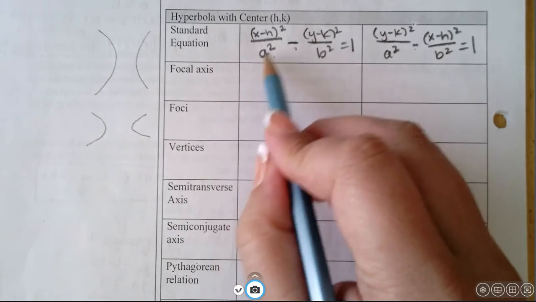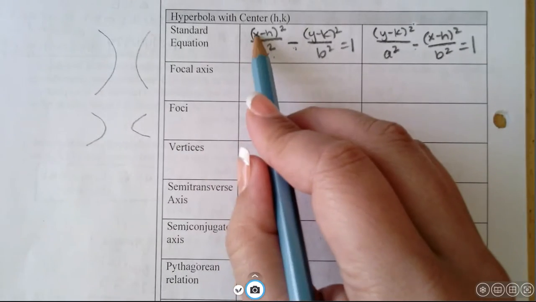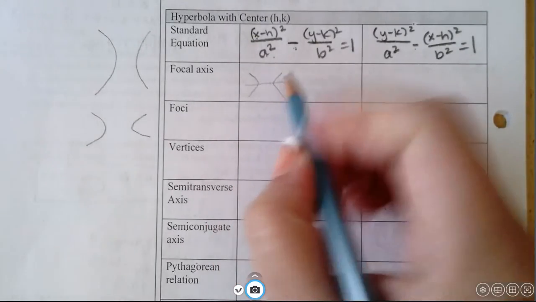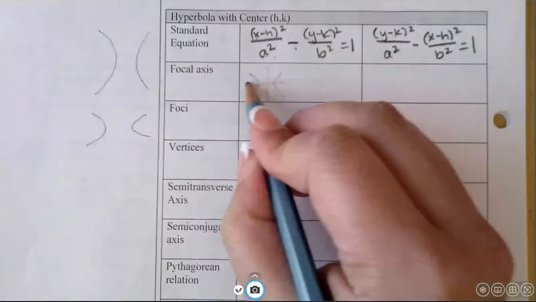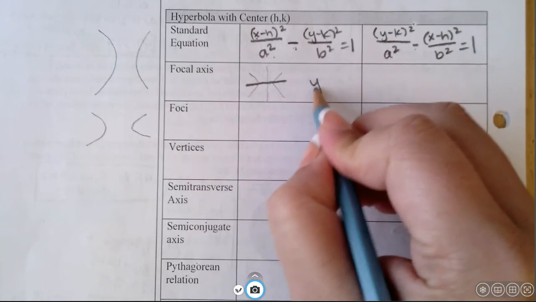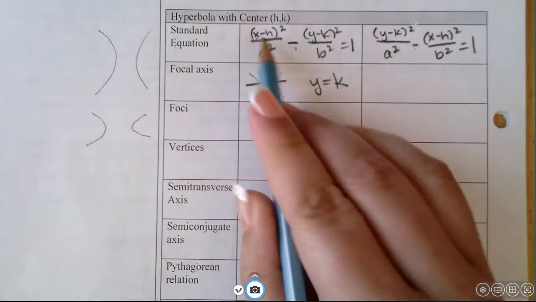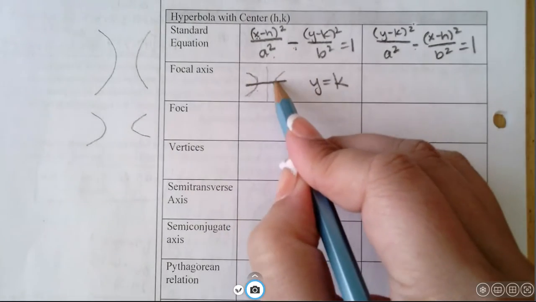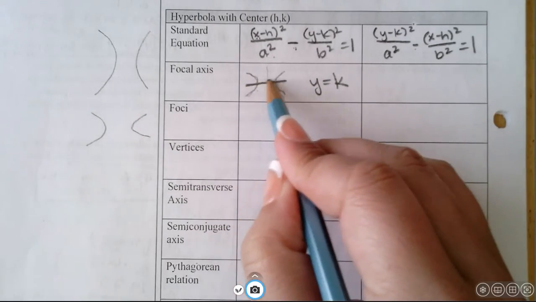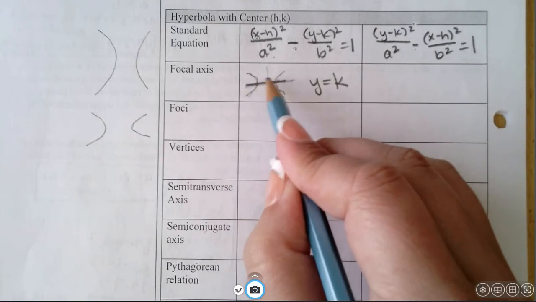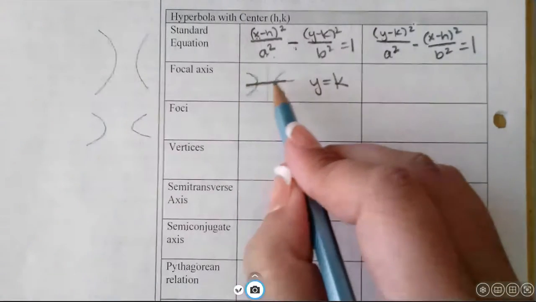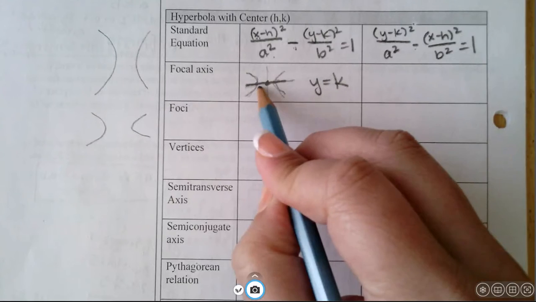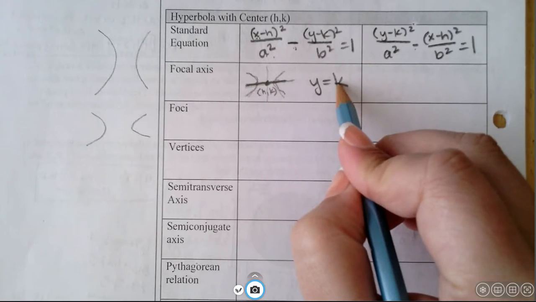So our focal axis, in this hyperbola, the x comes first, so we know our focal axis is in the x direction. So the equation of a line that's going across is y equals k. So x came first, so that means our hyperbola is opening in the x direction, meaning it opens sideways. Okay, so then the focal axis goes through the vertices and the foci, meaning it looks like the x-axis, which has an equation y equals, and if it's going through the center (h, k), so y equals k.